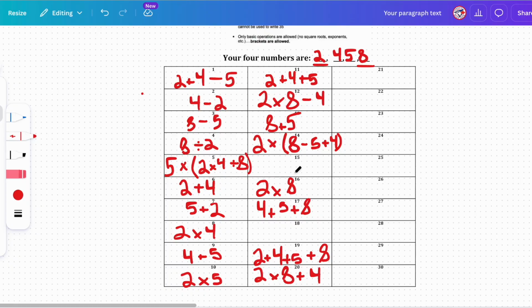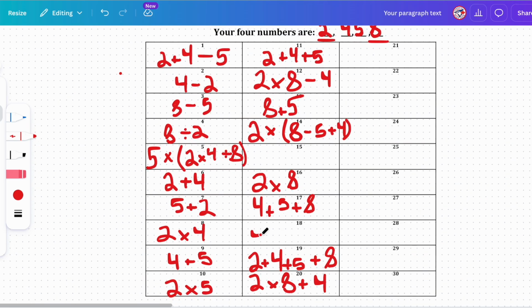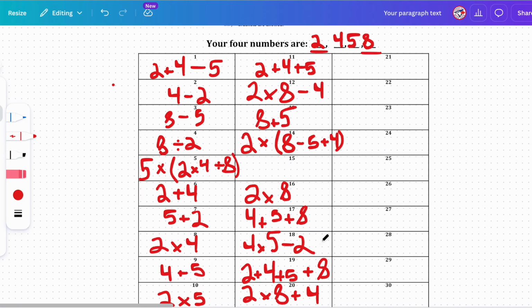What else do we got here? 18. So we'll get to 20. 4 times 5 is 20. 4 multiplied by 5 is 20, and then subtract 2 gets me to 18.